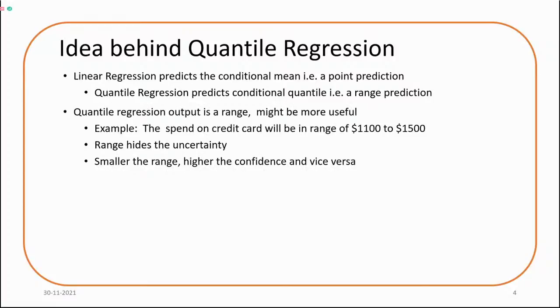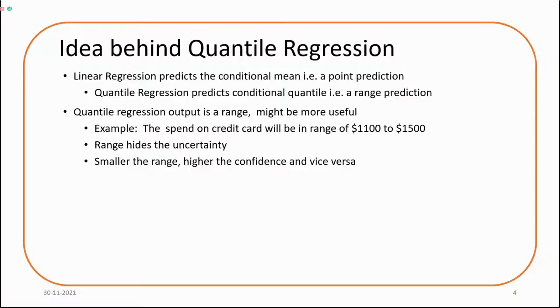We all know quantiles very well. We must have heard about percentiles and quartiles. All these are examples of quantile statistics of some data. So quantile regression predicts a range based on the quantiles. A quantile output is a range, and it might be more useful. For example, a credit card person may spend 1100 to 1500. Now, 1200 is a very fine number for this, but it may definitely go wrong. There is some uncertainty. When we talk about the $1,100 to $1,500 range, a lot of uncertainty gets covered.